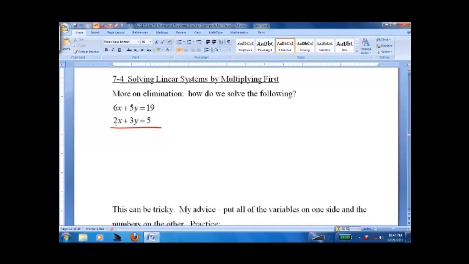So I look at them and I say, hey, I know 2x. I multiply this one by -3. Leave the top alone. Everything gets multiplied by -3: -6x minus 9y equals -15. Hey, now it's going to eliminate. So I go back to solving like we know how to do.